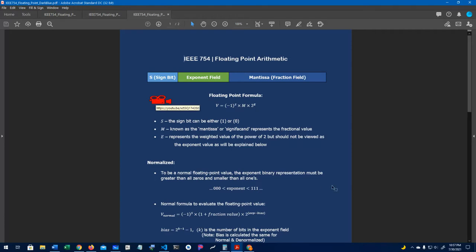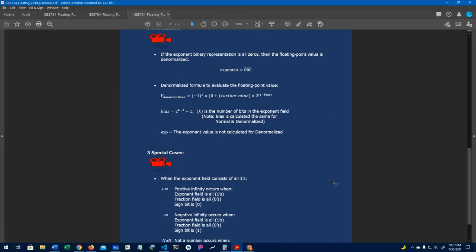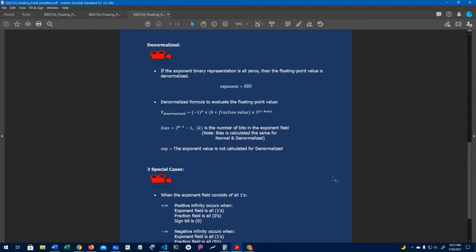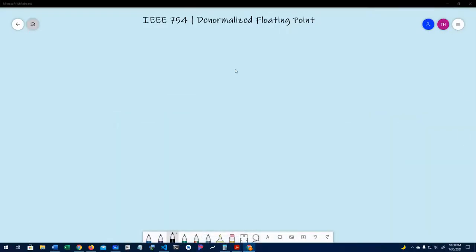There's normalized, denormalized, and I do not think I'm going to do a video on the special cases because they're really straightforward. If the exponent field's all ones, it's going to be one of these three cases. And then you just need to look at and pad the higher order bits correctly, partition them correctly, and you'll figure out if it is positive or negative infinity or not a number. Anyway, that said, I did put this together in white, gray, and blue for your viewing pleasure. All right, let's do this.